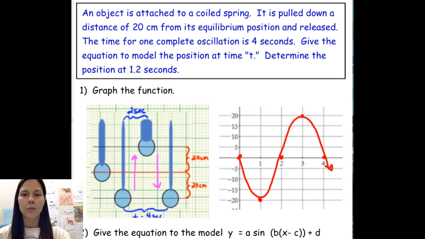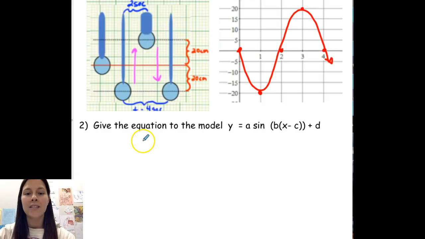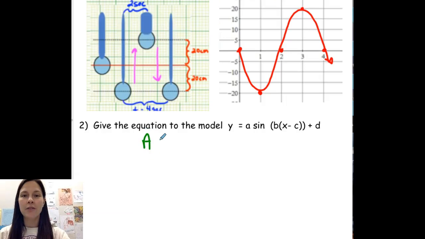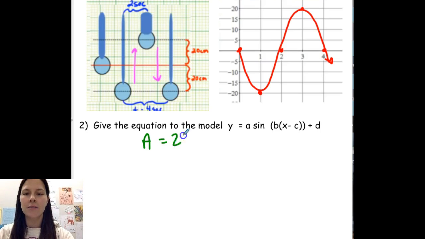And of course, before we can answer where it was exactly at 1.2 seconds, we have to write the model for our graph. A is our amplitude. Because we don't have a vertical shift, we can clearly see our amplitude is 20. The object was pulled down 20 centimeters and bounced back up 20 centimeters. D, as we mentioned, there's no vertical shift. Our principal axis is the x-axis.